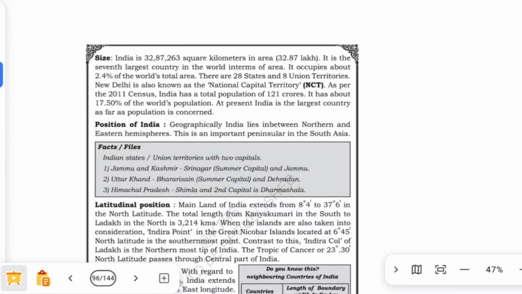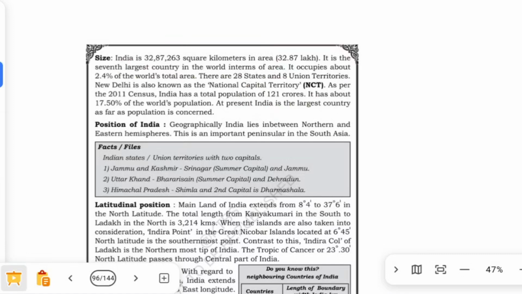What is the size of India? 32 lakh 87,263 square kilometers is India's size. According to the 2011 census, India has a population of about 121 crore people, but it has actually increased, and we are the most highly populated country in the world. That will be updated in the time of current affairs.